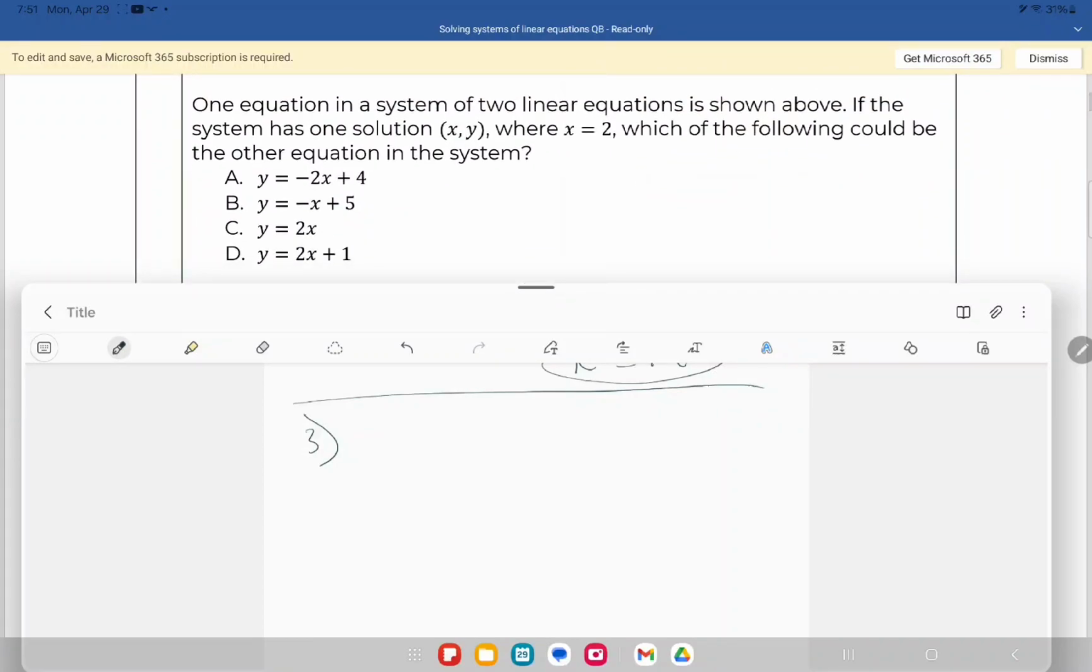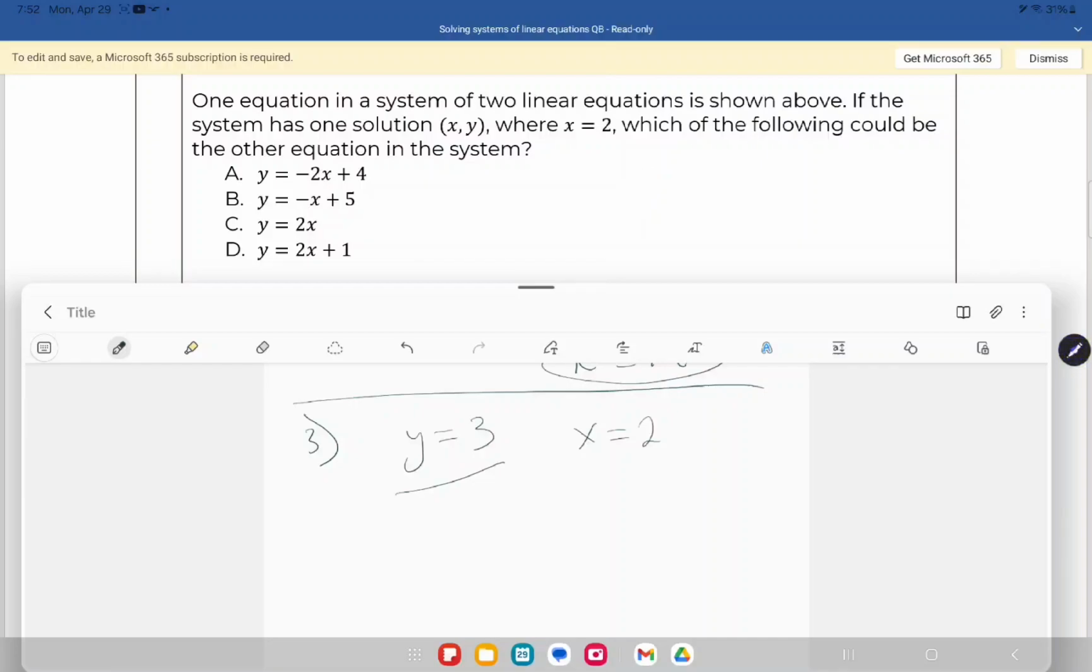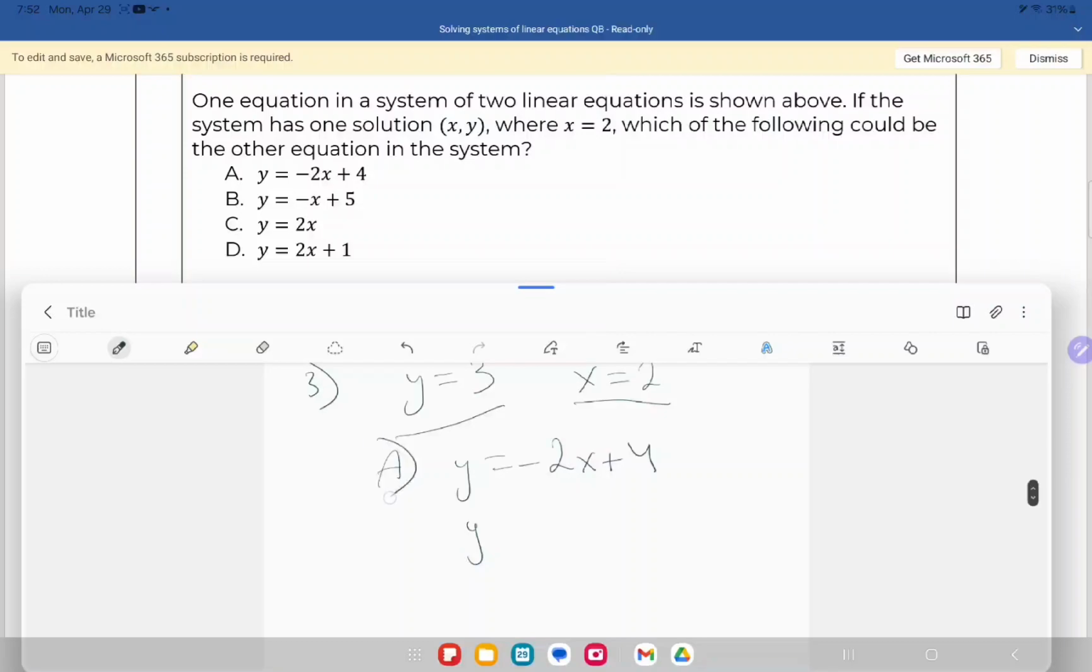What did I get earlier? y is equal to 3. So y is equal to 3, and x is equal to 2. So without me thinking, I got y is equal to 3. Now, this is going to be helpful because if I substitute, using A, y is equal to minus 2x plus 4.